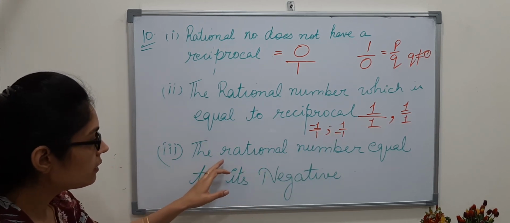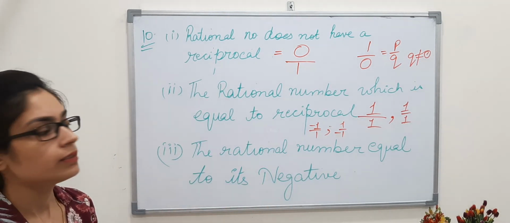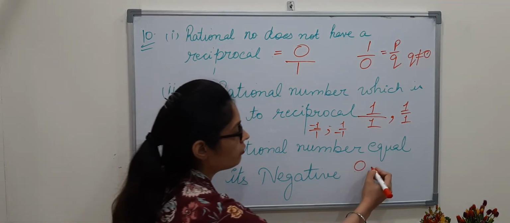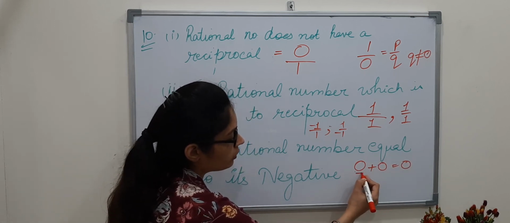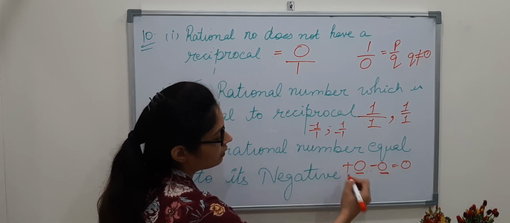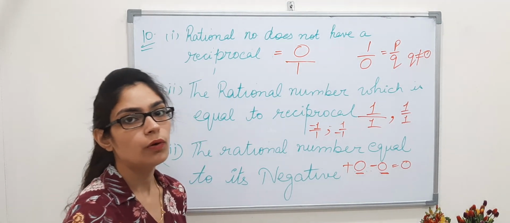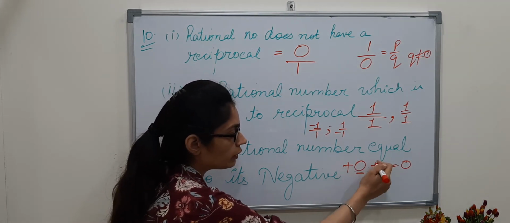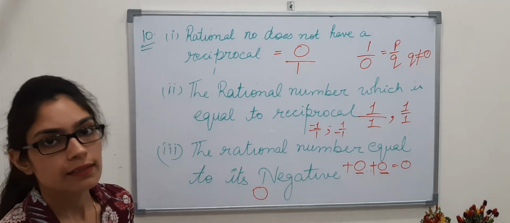Now the third part is the rational number equal to its negative. Negative means additive inverse. Again, this is very simple. I know 0 is a rational number, and if I add 0 to 0, I will get 0. So this is the original number, this is the negative of the number, or minus 0. Whether you write plus 0 or minus 0, both are equal. So the additive inverse is equal to the original number. So 0 is that number which is equal to its negative.